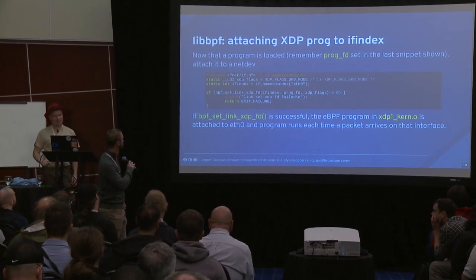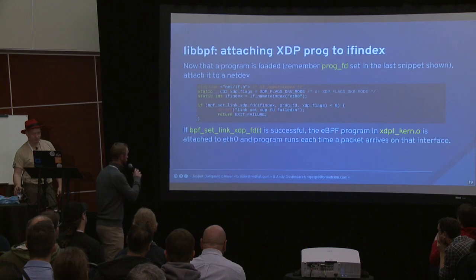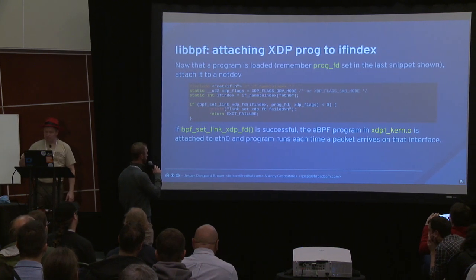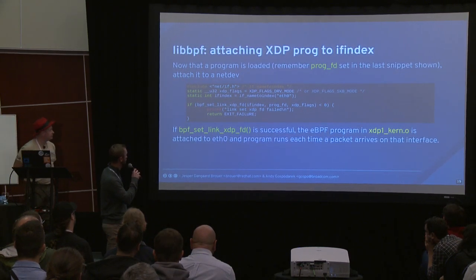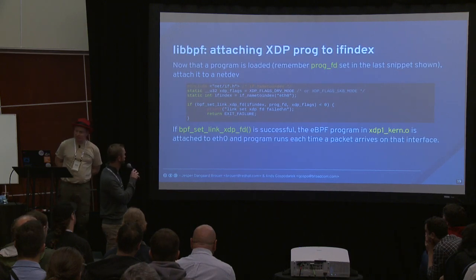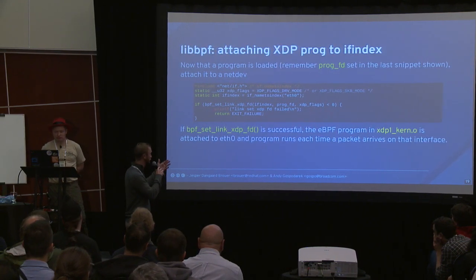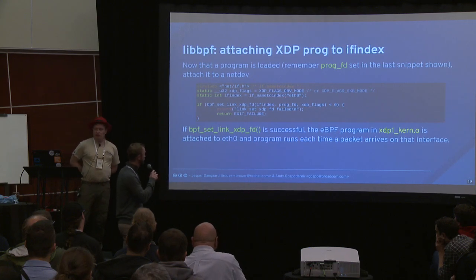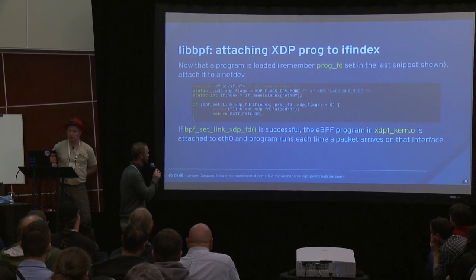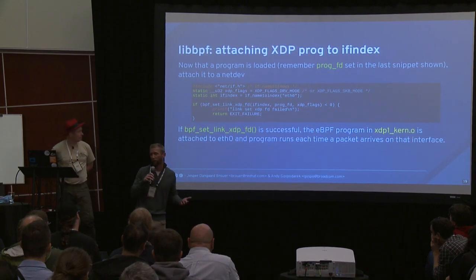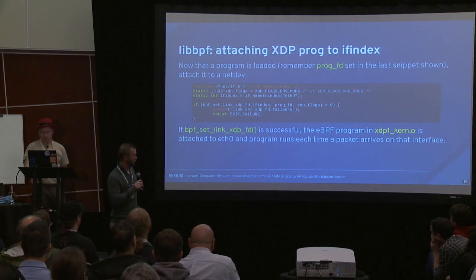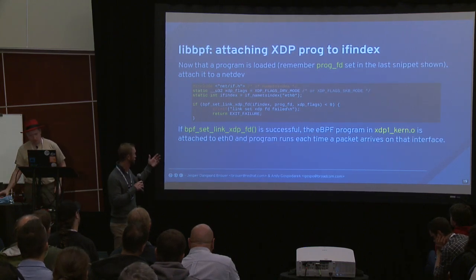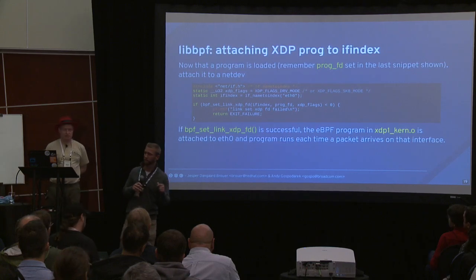So, attaching this XDP program to something. Now that we've got it loaded, you probably remember earlier we had progfd, the file descriptor we had for this program. So now we can say, all right, just set the BPF setlink XDPFD. Pretty simple. We translate the name using ifname to index, attach to the ifindex, and there we go. Now we're off and running, and we are attached. The code in the section associated with that in xdp_kern.o is attached to our eth0 device, and every time a packet arrives, it goes through that code.